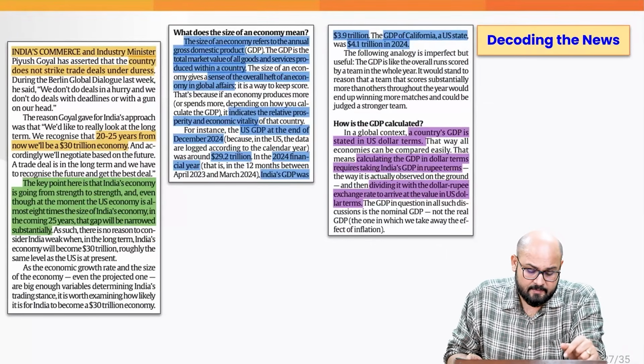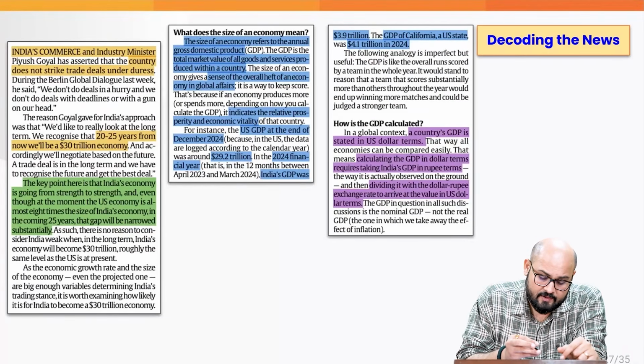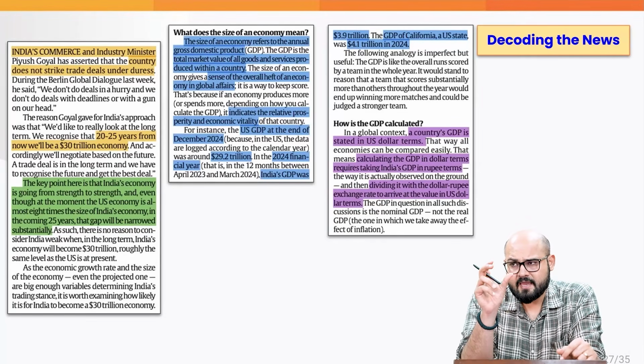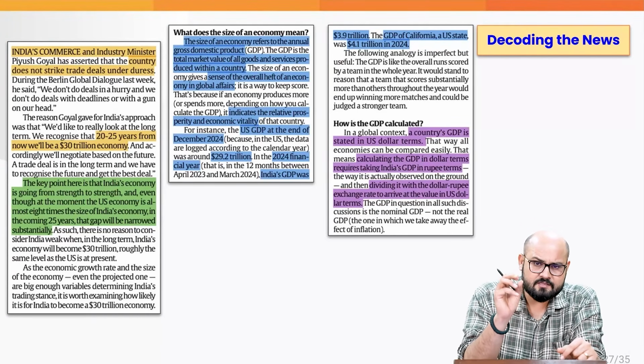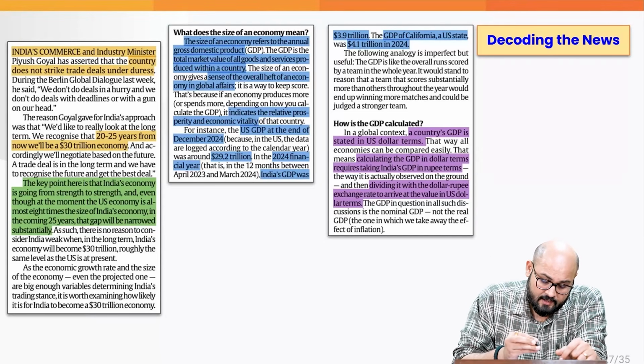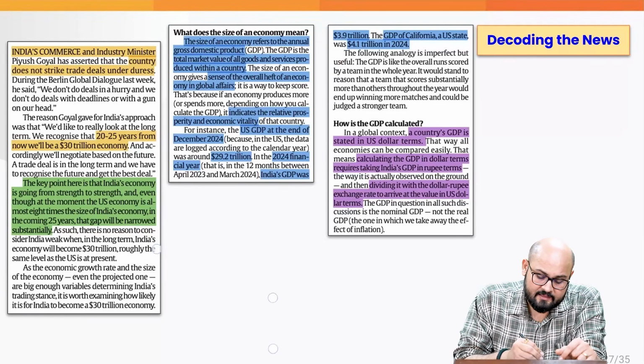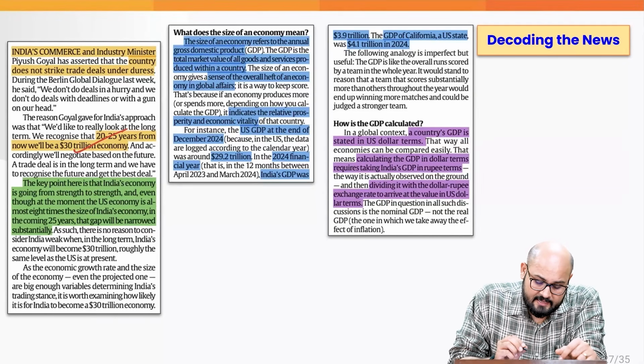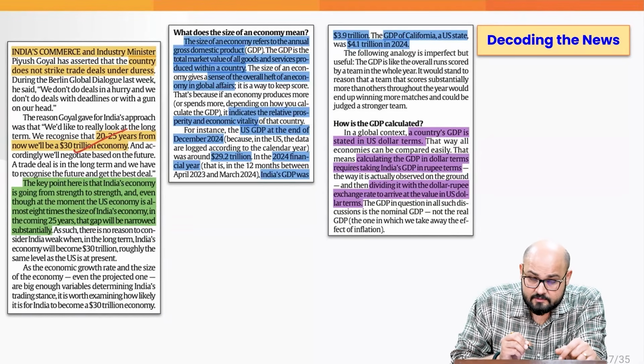India's Commerce and Industry Minister has said that the country does not strike trade deals under duress, under stress. What he's saying is that we basically make trade deals on the basis of our own interest, not under pressure. In the next 20-25 years from now, we'll be a $30 trillion economy. Okay. The key point here is that India's economy is going from strength to strength.